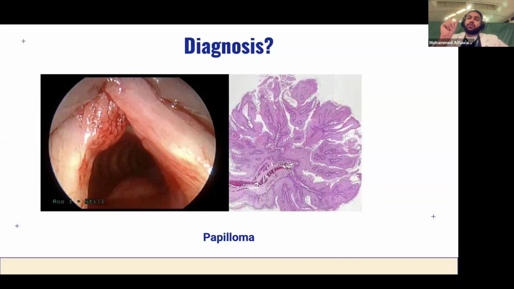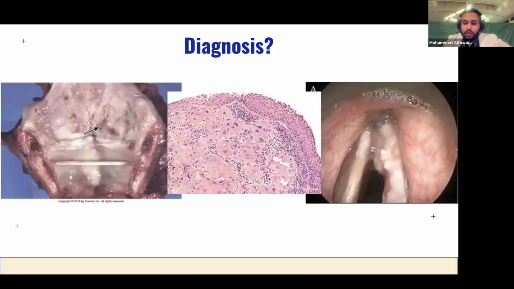Usually it has a stalk. So how do we tell the difference between a nodule and a mass and a papilloma? We tell the patient to blow air. If it's a papilloma, usually it has a stalk, like here. You can see the stalk over here. So the mass will move. This is a papilloma. And we remove it surgically. Done. Now we go to here.